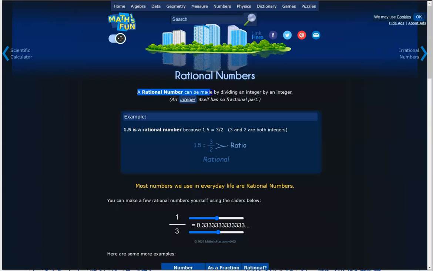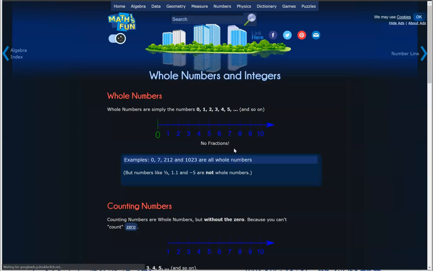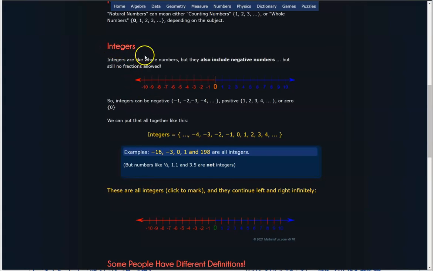A rational number is any number that can be made by dividing one integer by another. So integers are numbers that have no decimals or fractions associated with them. They're essentially whole numbers that are positive or negative. And in case you were unfamiliar with that, you can also click on these links, and I believe they'll take you to other sections of their website that'll tell you more about them. So here's a description of what integers are and even a list of them.